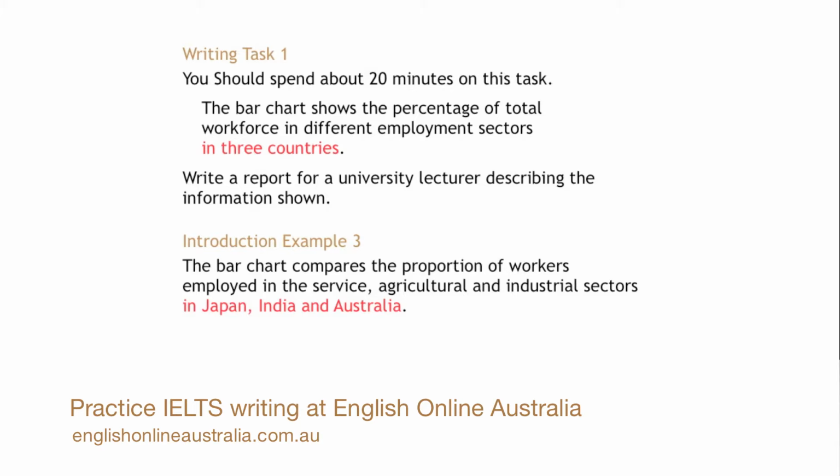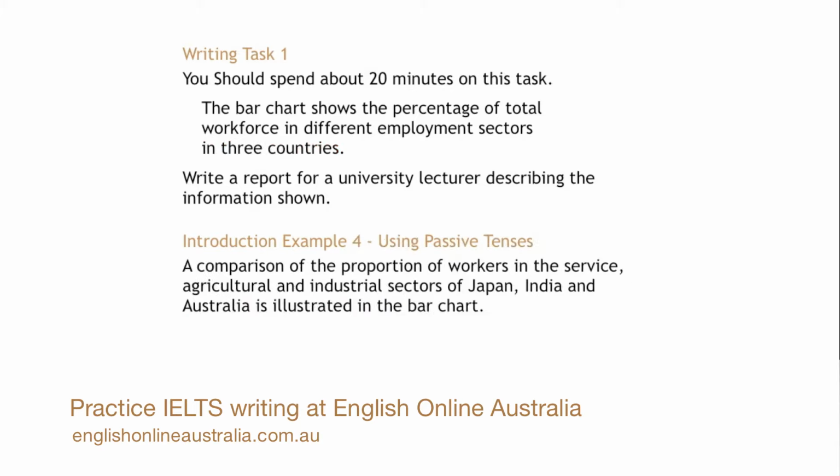So in the final example, we've tried to use the passive tense. So here we've changed the sentence, still using information from the bar chart, a little bit making changes from the task itself, but we've used the passive tense. So India and Australia is illustrated in the bar chart. This is clearly a much better example.